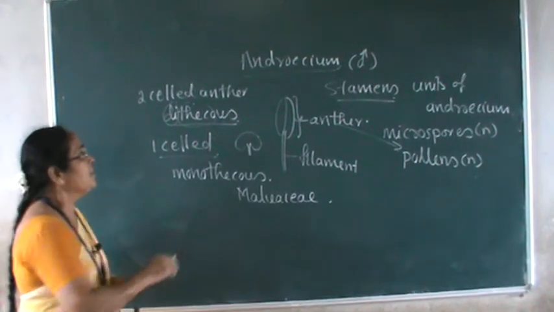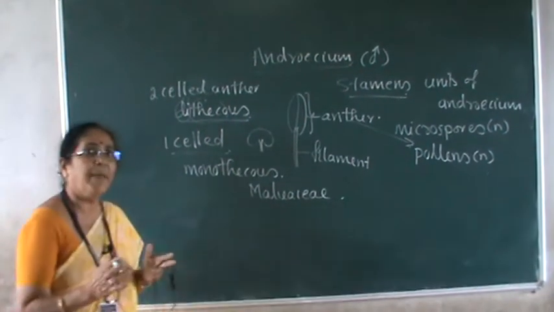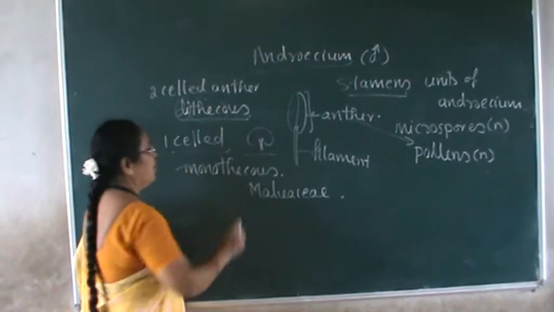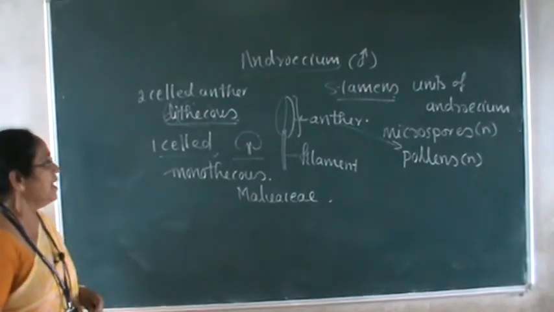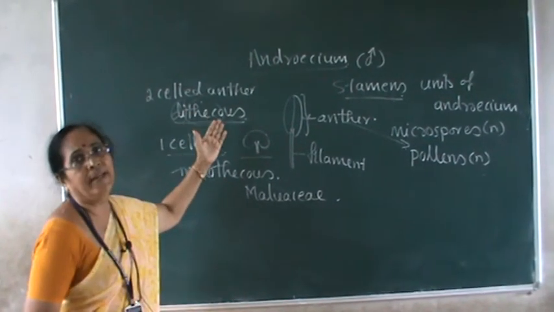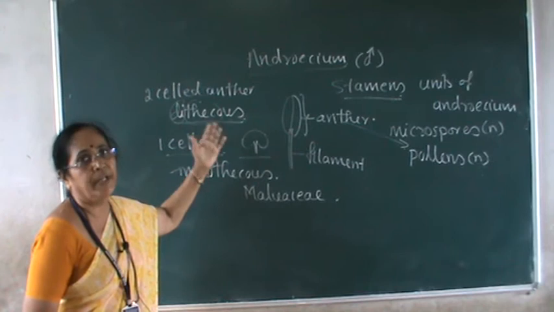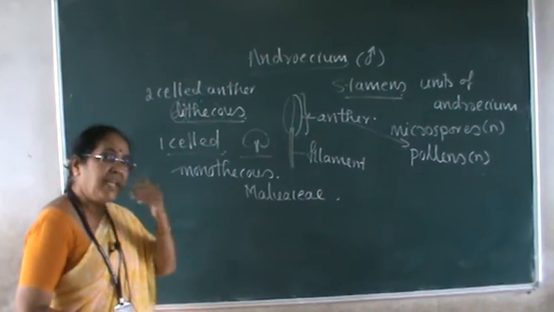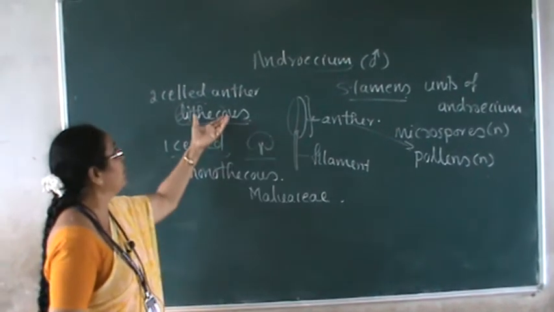of hibiscus. So this is a one-celled anther. This is made up of only one cell. Such kinds of anthers are called monothecous type of anthers, and it is found in the family Malvaceae. For this, you can quote any other examples like Caesalpinia, mustard, Vinca rosea, mango, cashew, because the maximum number of flowering plants belong to this category.